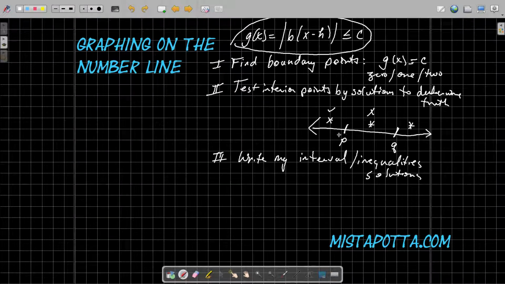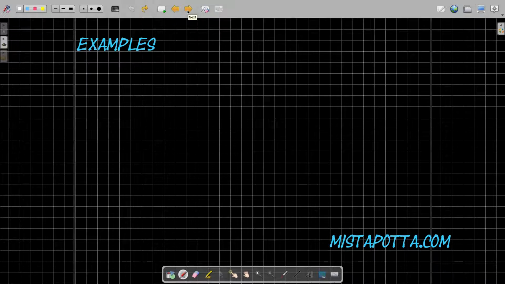In other words, once I know that it's true for this and false for this and true for this, then I can say it goes from negative infinity to P or from Q to infinity. And I can write those as inequalities if I need to. I could have a situation where it's equal. In a situation where this has an equality in it, I could include those boundary points. But these are the 3 steps that I need to do, so I'm going to go through a few examples of this. So again, some examples.